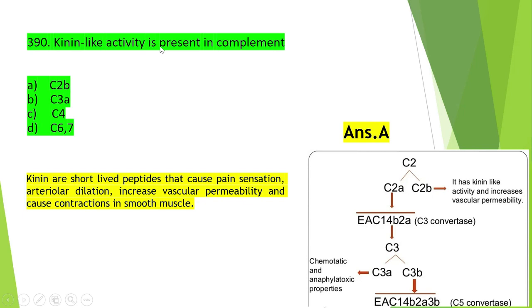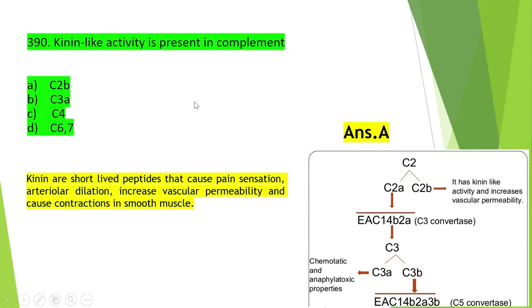So kinin like activity is present in complement C2B, and kinins are short lived peptides that cause pain sensation, arterial dilation, increased vascular permeability and contractions in smooth muscle. Okay, so here you can see the C2 component is cut into C2A and C2B, and C2B has a kinin like activity and increases vascular permeability here.